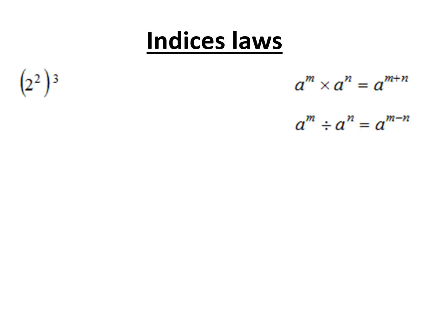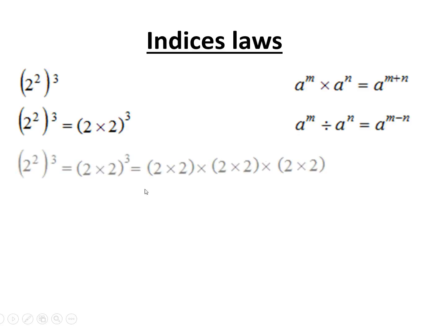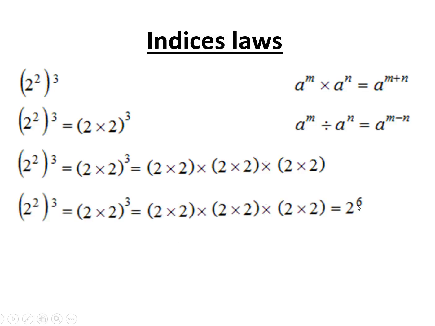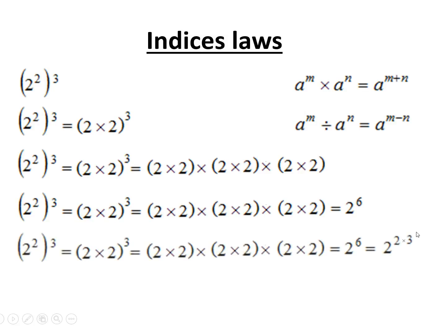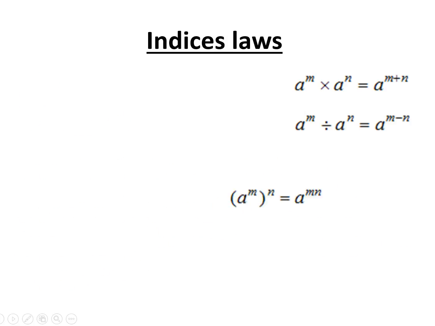The third key rule is doing a power of a power. So 2 squared is 2 times 2, and if you cube that, then you're doing 2 times 2 times by itself another 2 times. So 2 times 2 times 2 times 2 times 2 times 2, which means you've got a total of 6 2s. So 2 to the power of 6. And that's the same as doing this 2 here times the 3 there. So that's our third key rule. So a to the power of m to the power of n is a to the power of mn, so m times n.